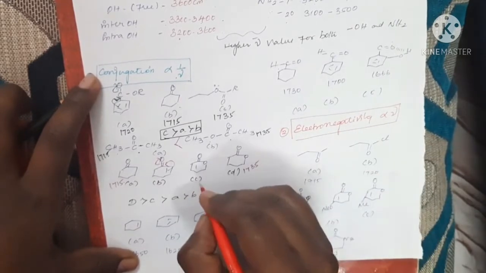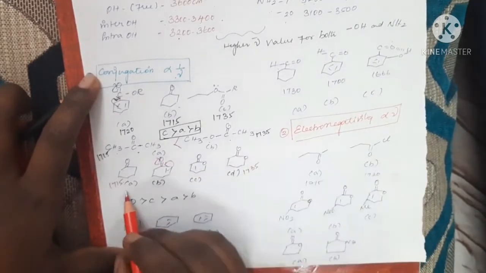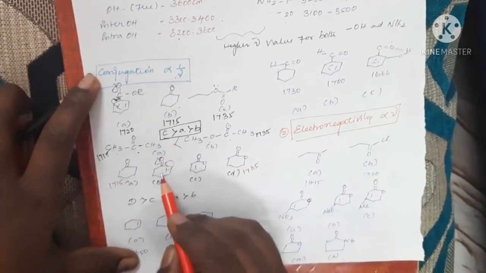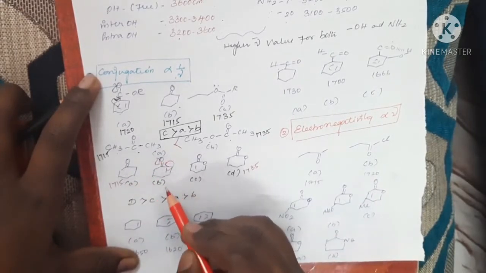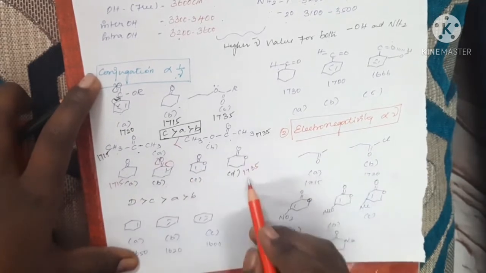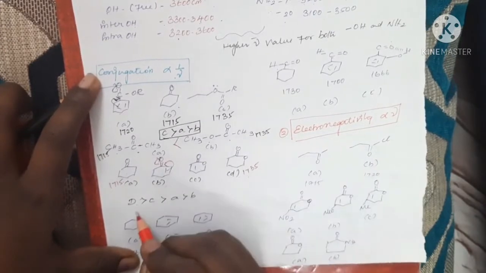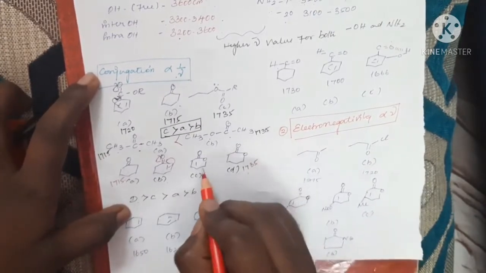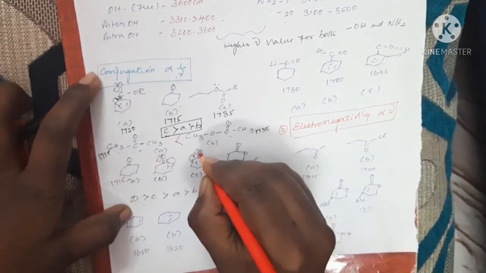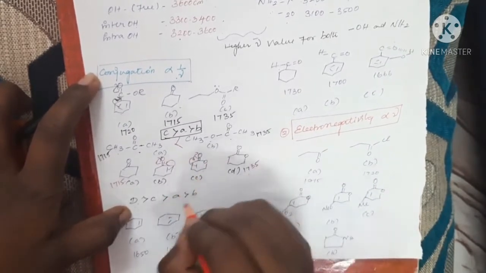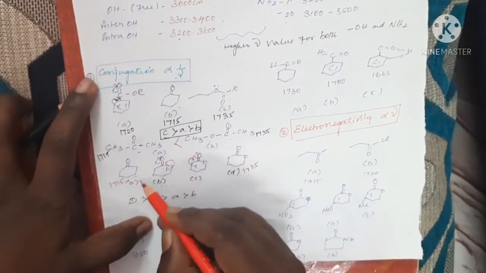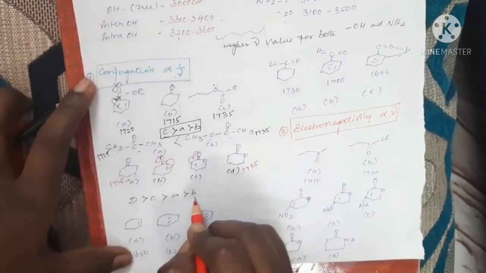1735, it again decreases from that. So the range will be conjugation. If among the two ketones conjugation is involved, the value decreases. So compared with the ketone, the ester value is higher, so I listed here D. D comes first in the frequency region, and then C, because as it involves conjugation, the value decreases. And then compared to this one, the plain ketone has a higher value than this one.